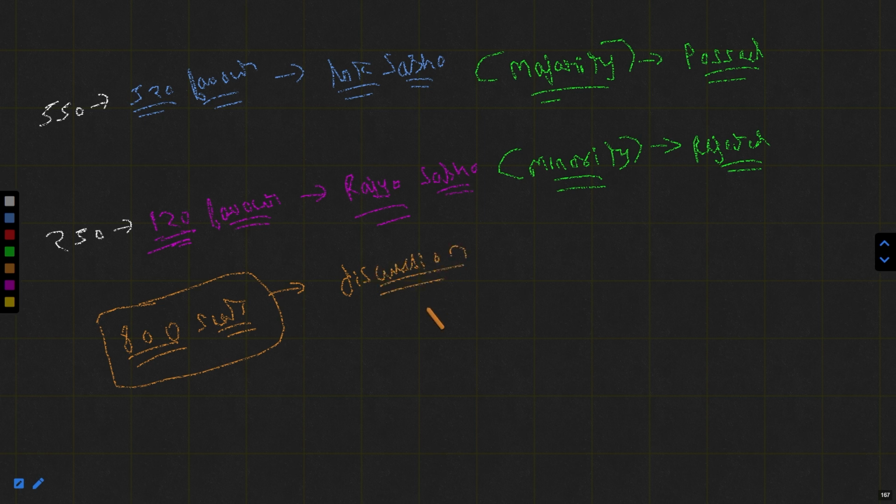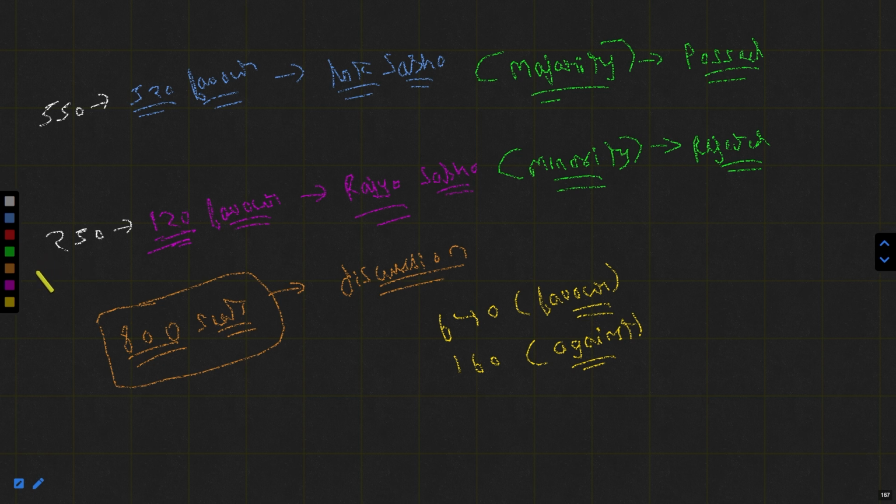Okay. And after the discussion, the voting remains the same. It means again the 520 from the Lok Sabha are in favor and 120 from the Rajya Sabha are in favor. So what will happen? Let's sum them up. So what will we get? We will get 640 votes in favor and 260, or you can say 160, votes against. All right.